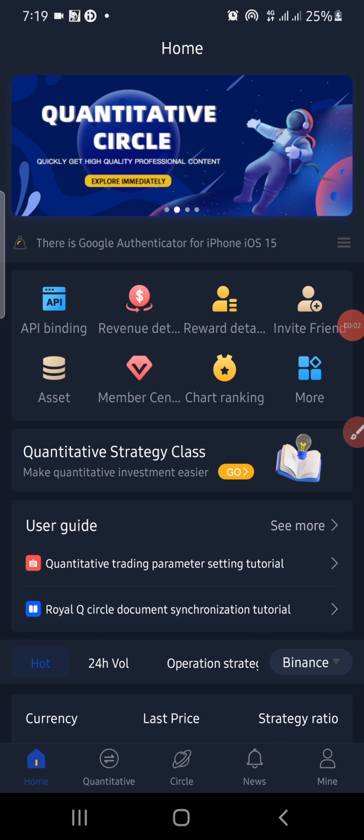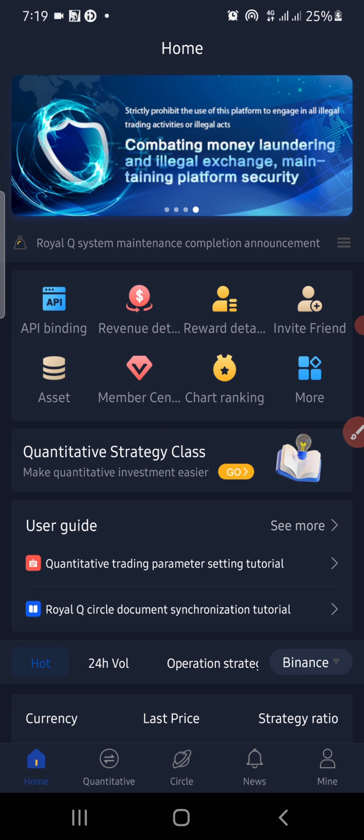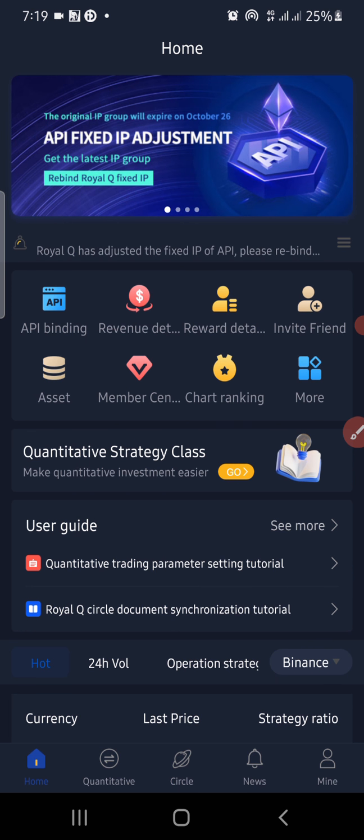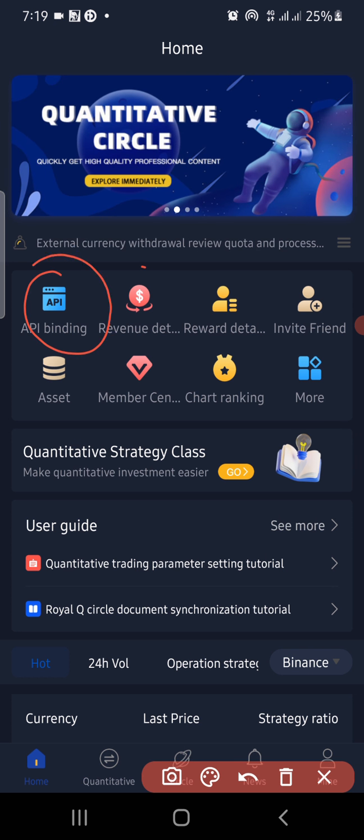Hello guys, so let me do this video to show you how to trade on ROYALQ. Basically, I will just take you around the interface, the dashboard and everything about the app. So to start with, first feature here is for binding the app to your Binance wallet.